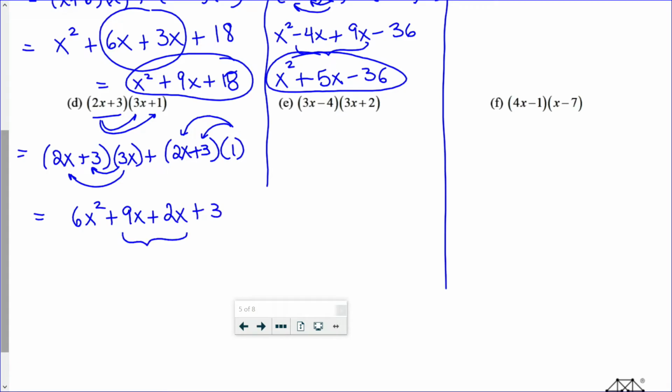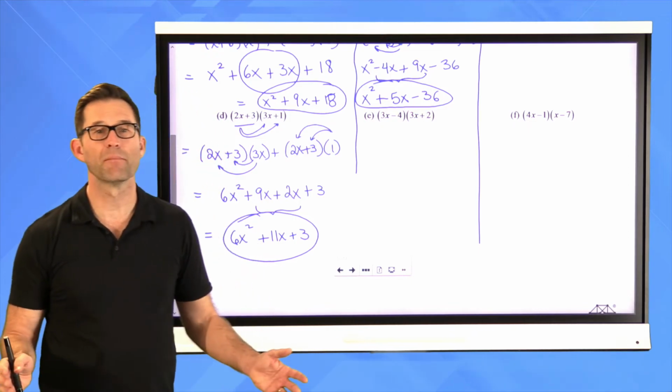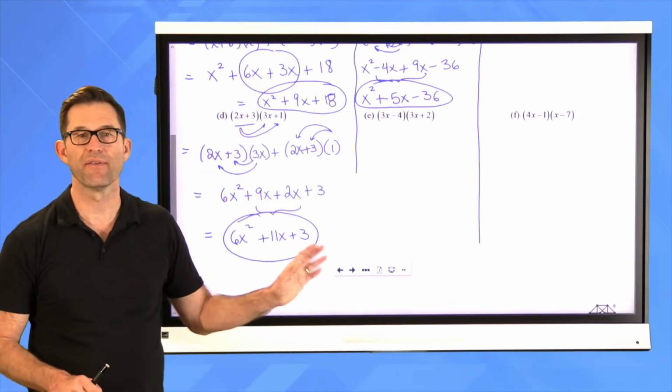Now I've got those middle two terms, which are like terms, and I'll get 9x plus 2x is 11x plus 3. Okay, simple enough, right? 6x squared plus 11x plus 3.